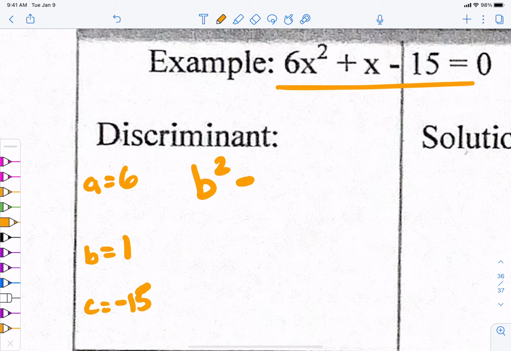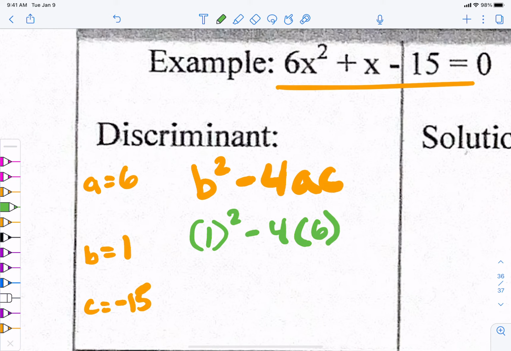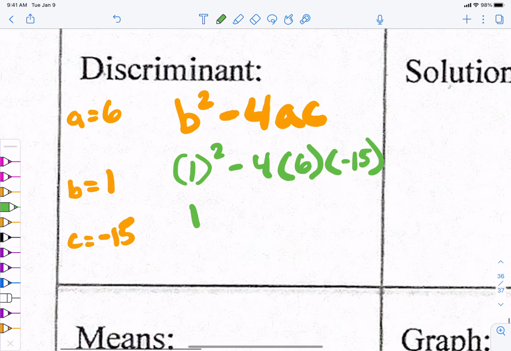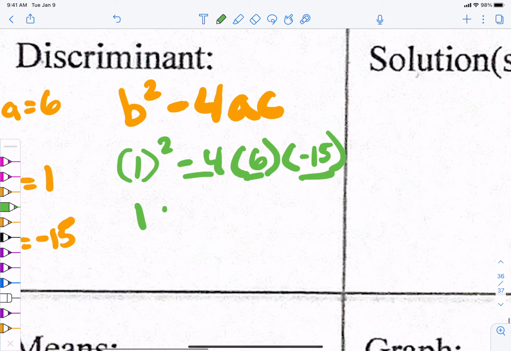Okay, B squared minus 4AC. B squared will look like 1 squared, minus 4 times 6 times negative 15. All right, so 1 squared is 1, okay? Now, negative 4 times 6 times negative 15. Will that be a positive number or a negative number? Positive number.